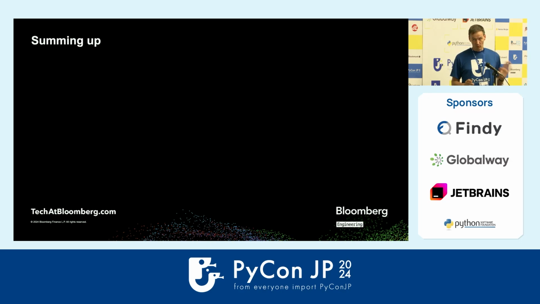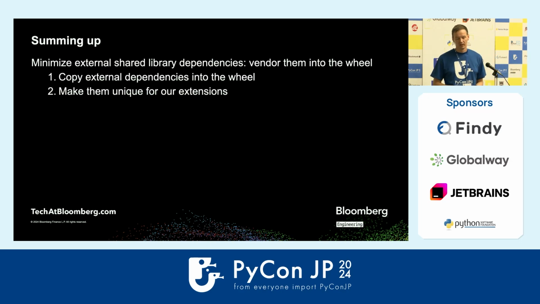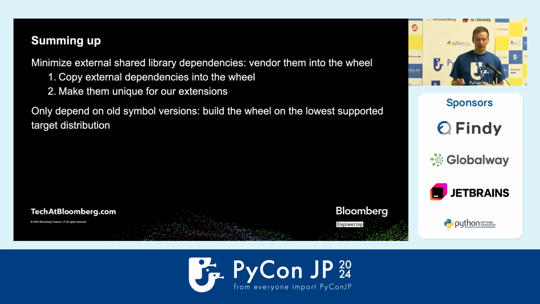Okay, so to sum all this up, what we've learned so far, if we want to build an extension wheel which works everywhere, we have to minimize the external shared library dependencies, and for this, we should vendor them into the wheel, meaning we have to copy them inside the wheel and then make them unique to the extensions. We also need to depend only on old symbol versions, and this means that the wheel can only depend on the lowest version of the distribution that we want to support.